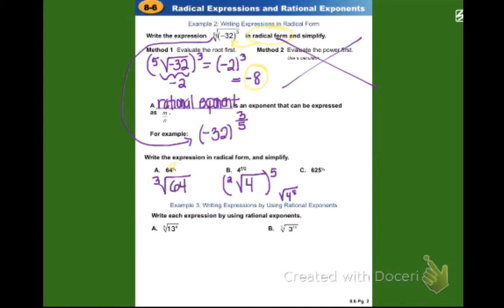That's fine too. So I want you to pause the video and try C. Write it in radical form. Remember, the powers are up high and the roots grow below.